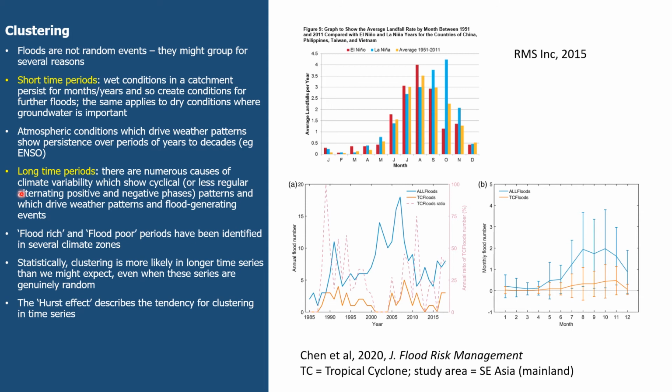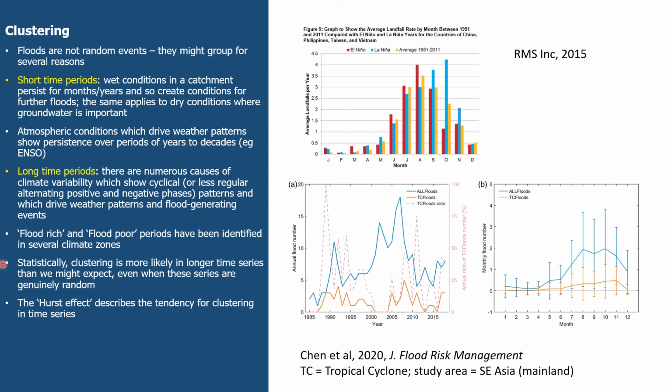If we look over much longer time periods, we find climate variability, which may be cyclical. ENSO is cyclical over different timescales. We also find evidence in a lot of different parts of the world, several countries, for flood-rich and flood-poor periods. Flood-rich, where floods tend to cluster, flood-poor, where there is an absence of floods. And you can show statistically that clustering is more likely in longer time series than we might expect.